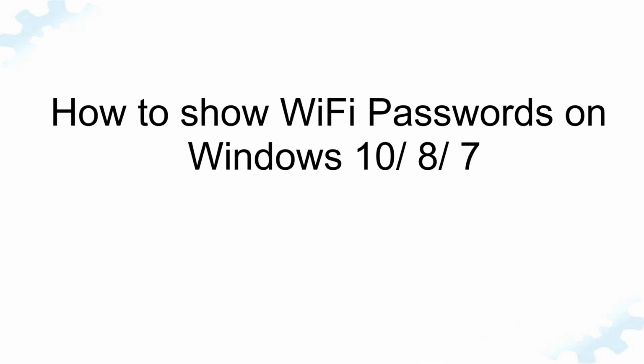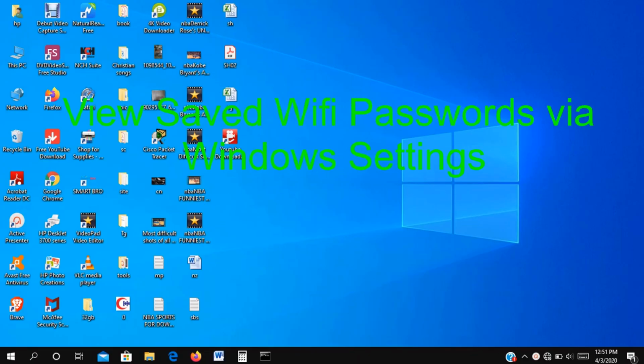In this tutorial, I'm going to show you two ways on how to show password of currently connected Wi-Fi network on Windows 10, 8, and or 7. If you forgot your Wi-Fi network password, you can find it if you have another Windows PC already connected to your Wi-Fi network. After you find your password, you can use it on another PC or mobile phone to connect to your Wi-Fi network.